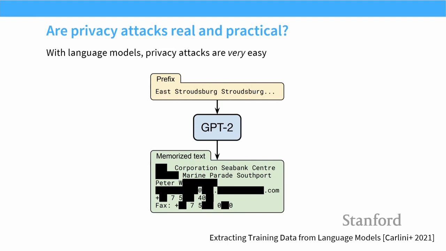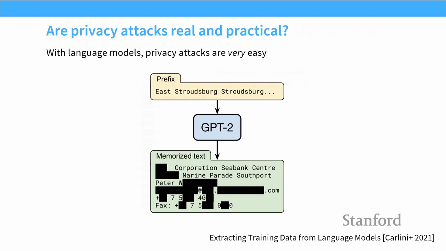Extracting training data from language models, some nice work by Carlini, shows that if you have a language model like GPT-2 trained on the internet, you can very easily extract parts of the training data. The example figure you should have in mind is something like, if you put in as an input to this model, East Strasbourg, whatever, then the model will spit out some sort of address that was originally contained in the training data. And this is exactly the kind of potential privacy harm that you could imagine.